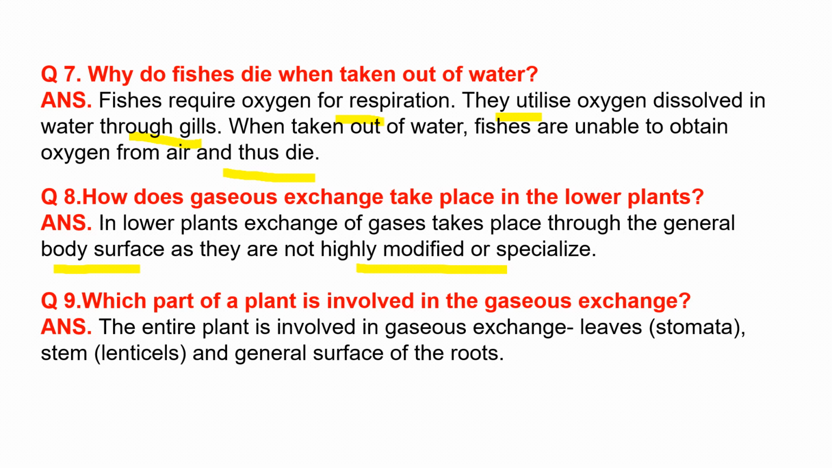Next, student, which part of a plant is involved in gas exchange? So there are many parts that are involved in gas exchange. In leaves, there are stomata, that are tiny pores present on the surface of leaves. In the stem, there are lenticels, and the general surface of the roots also helps in exchange of gases. So in case of plants, in leaves, stomata help. In case of stem, lenticels are there, and in case of roots, the general surface helps in exchange of gases.